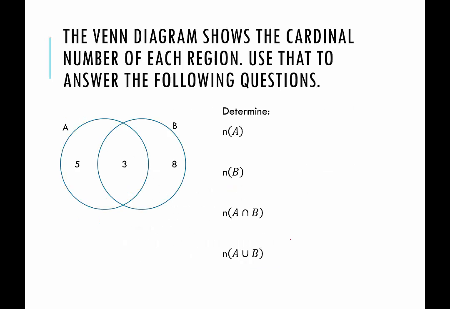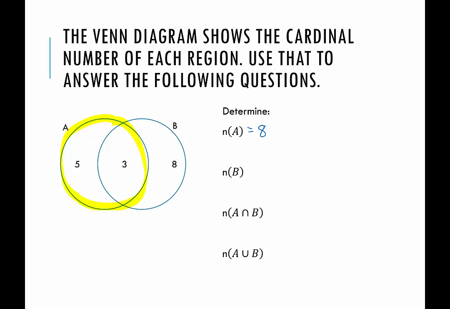Okay, so now we're going to be given the cardinal number of each region, and we're going to use that to answer the following question. Note that this is not the elements, this is the cardinality of each region. First, we want to figure out what is the cardinality of A. What's the cardinal number of A? Well, A is this set here. So what's in this set here? Set A has 5 elements here and 3 here. So the cardinality would be 5 plus 3. The cardinal number for set A is 8.